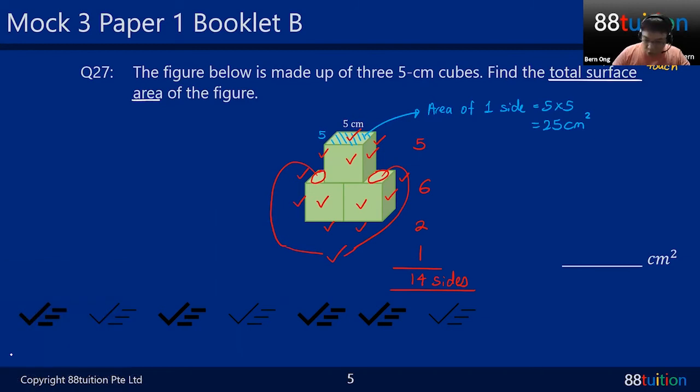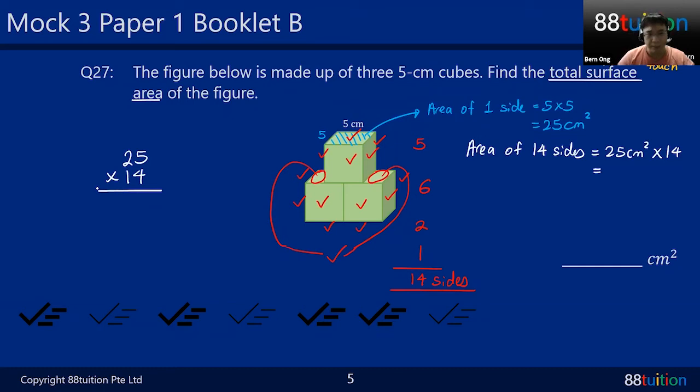Okay, so 14 sides. One side is 25, right? So what is the area of 14 sides? You simply take 25 cm squared times 14. And your answer will be, oh, okay, better do your working. 25 times 14. That will be equal to what? By now you should know how to multiply 2 numbers, please. Can?